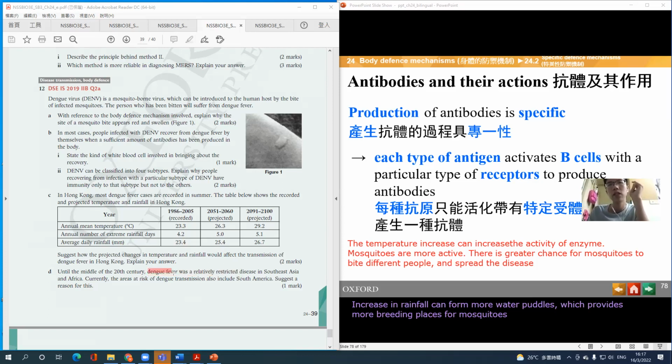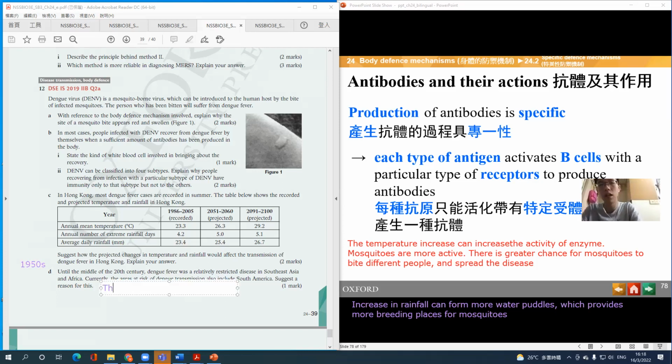So dengue fever, back in the middle of the 20th century, around the 1950s, was quite restricted to Southeast Asia and Africa. Okay. They can spread around. But currently, they also spread to South America.